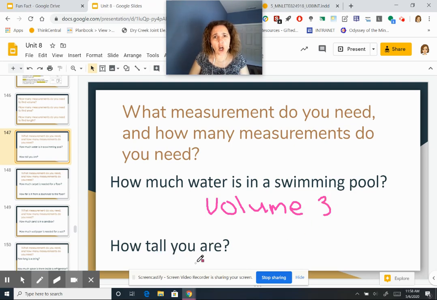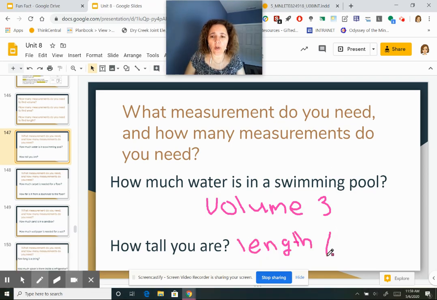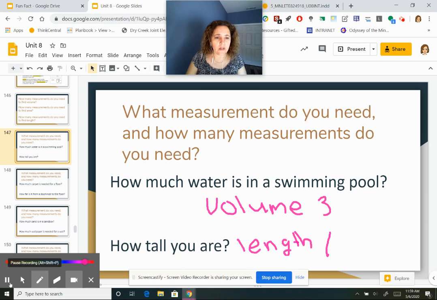Okay. What about how tall you are? Would you use length? Would you use area? Or would you use volume? Okay. Which one of those would you use? Okay. If you said length, you are correct. We would use length. Okay. If you said length and one measurement, you are right, right? How tall you are, just the length with one measurement. Okay. Let's move on.